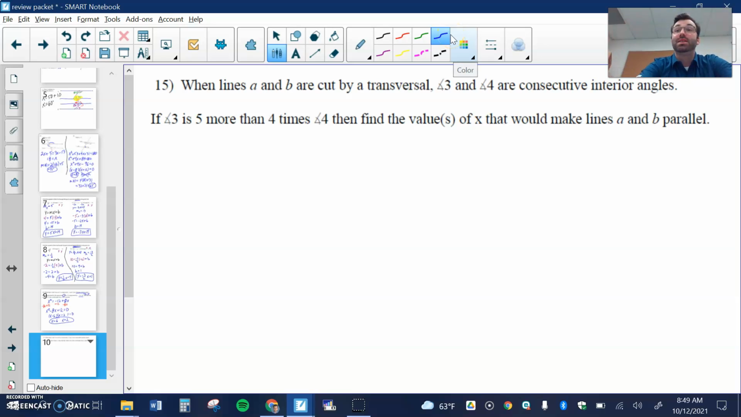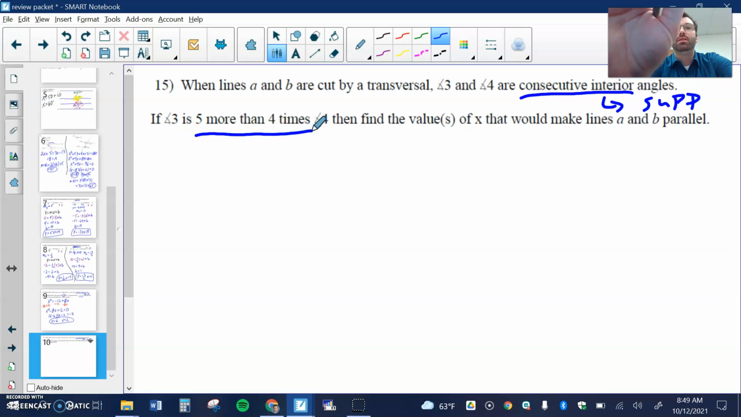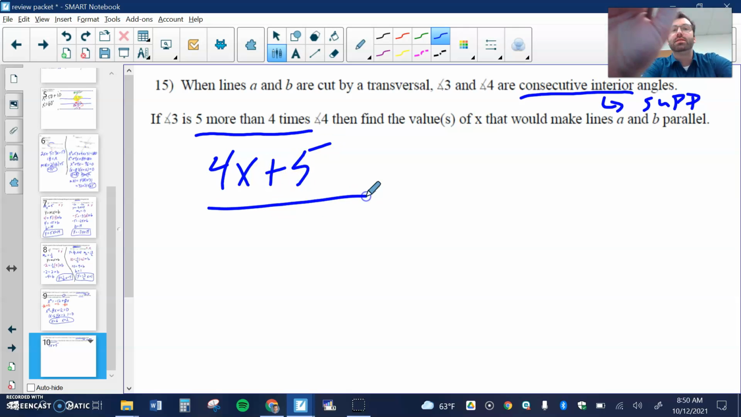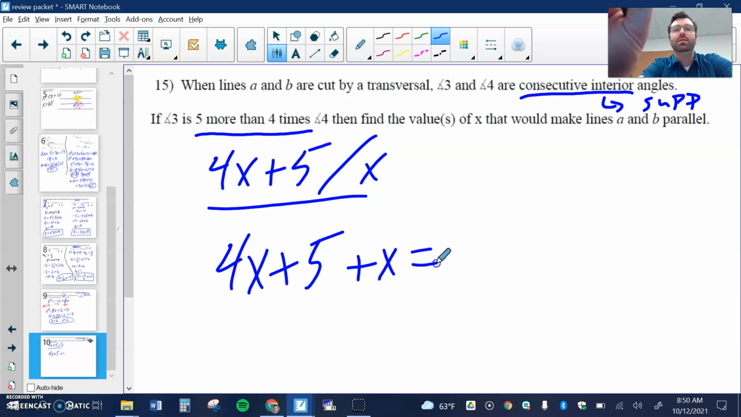3 and 4 are consecutive interior. If they're consecutive interior, that means they're supplementary. So angle 3 is 5 more than 4 times angle 4. So 4 times this unknown angle x plus 5. That's one of the angles. The other angle I just want to call x, remember? So I have 4x plus 5 plus x equals 180.